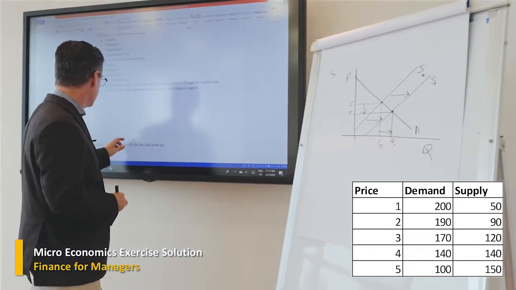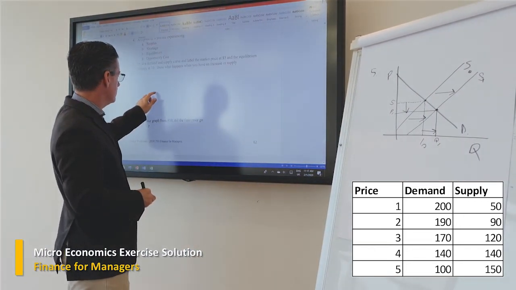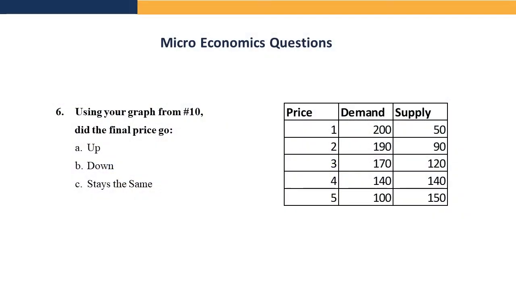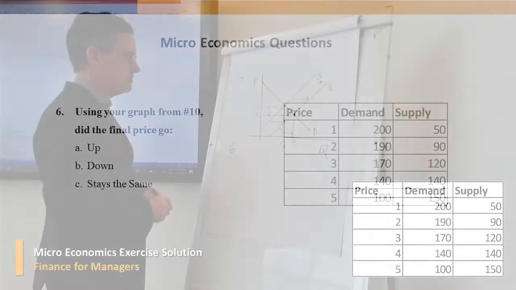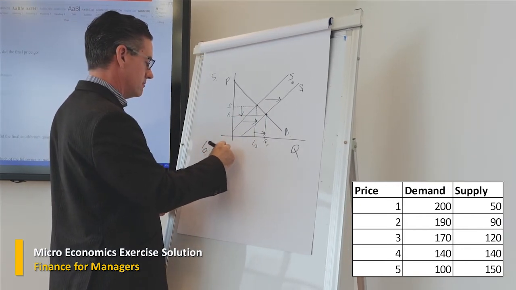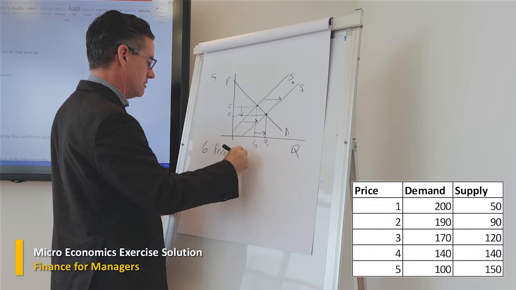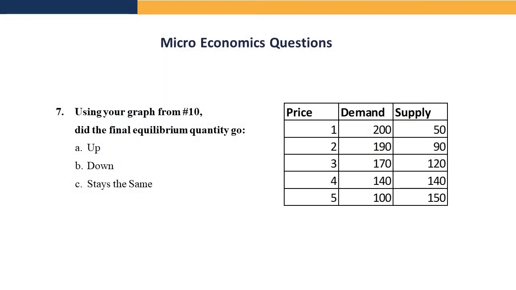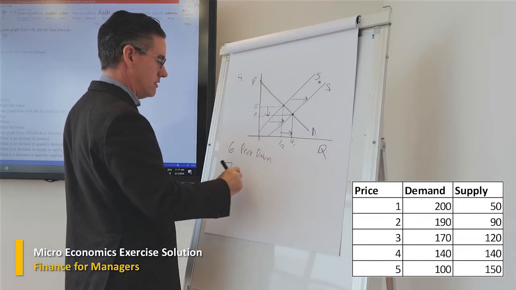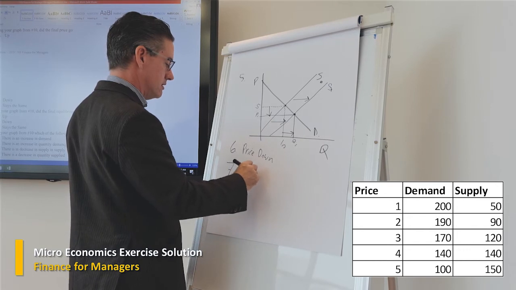So I think that relates to these next questions here, you guys. Question number 6 said, using the graph that we just did, did the price go up or go down? We said price went down. So price is down. And number 7 is asking us, how about the equilibrium quantity? It went up, so quantity is up.